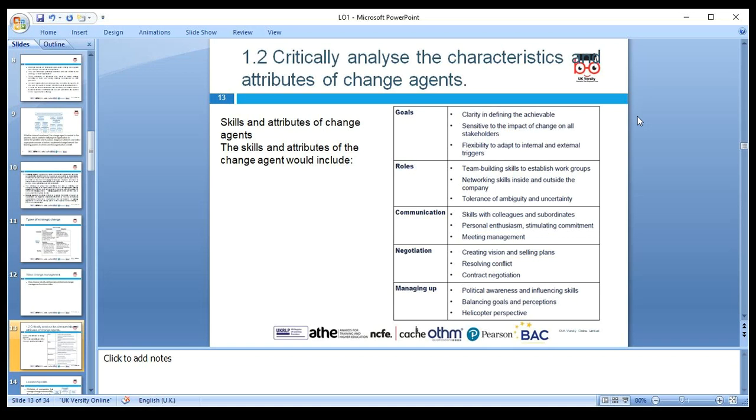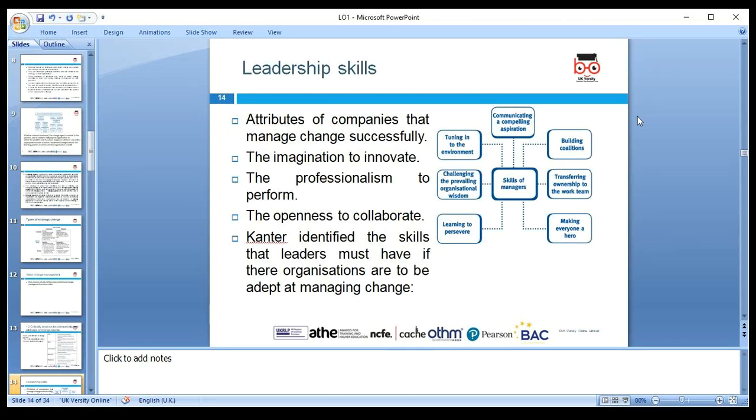The skills attributes of the change agent would include goals: clearly defining and achieving them, and being sensitive to the impact of the change on stakeholders and their roles. Team building skills, establishing the work group. Communication skills with colleagues and subordinates. Negotiation skills, and managing these is always crucial. So these sorts of skills are crucial for an organization to achieve its objectives. As a leader we need to develop these skills to achieve our organization's goals and implement the change effectively.